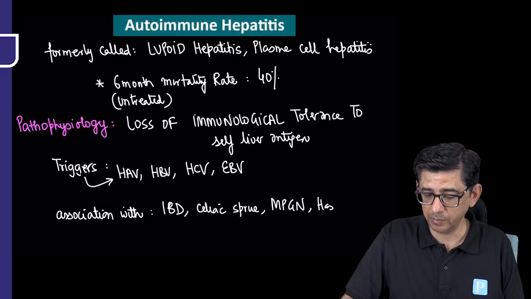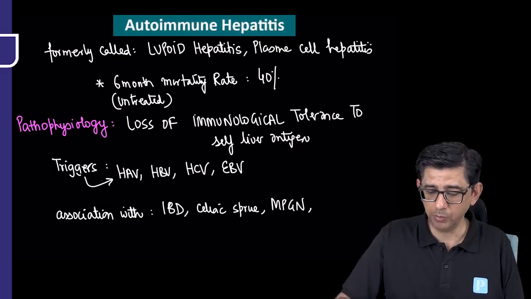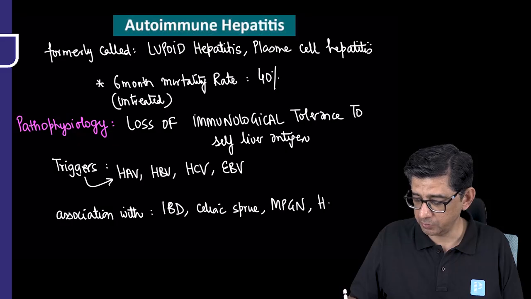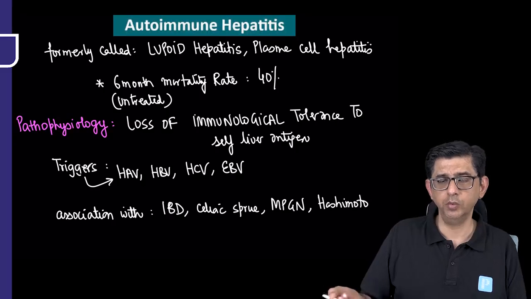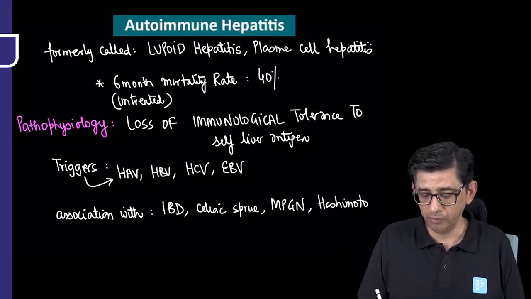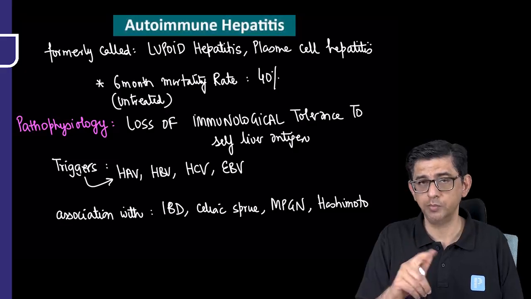In fact, sometimes we also see autoimmune hepatitis in association with Hashimoto. That is where we get anti-TPO antibodies. Let's just quickly do a revision. No need to note it down. Inflammatory bowel disease, you know from GI. So I'm just saying it verbally.